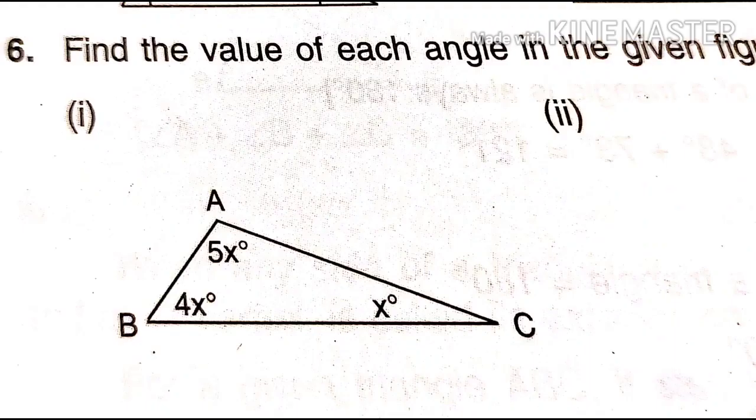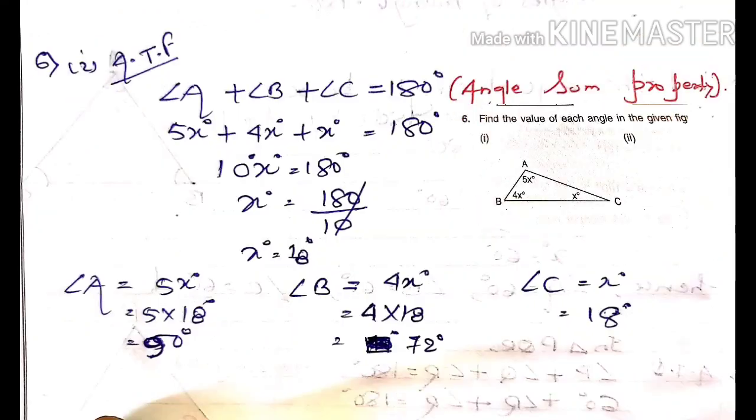Find the value of each angle. Figure is the same, triangle is given, all three angles are given, you have to add them and write 180 degrees. Okay, see the solution. Check. In triangle ABC, angle A plus angle B plus angle C is 180 degrees. Angle sum property. Angle A is 5x, angle B is 4x, angle C is x. Adding, 5 plus 4 plus 1, 10x equal to 180 degrees, therefore x is equal to 18 degrees. So angle A is 5x, so 5 into 18 is 90, angle B is 4x, 4 into 18 is 72, angle C is x, so it is 18 degrees.